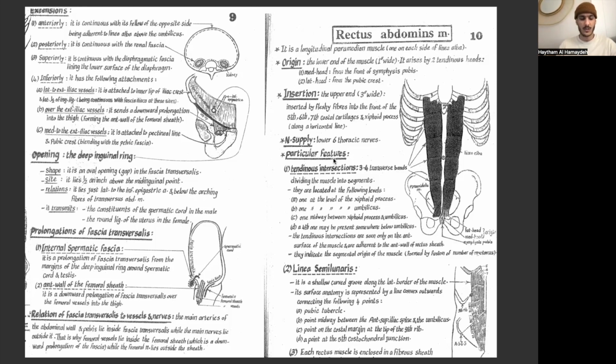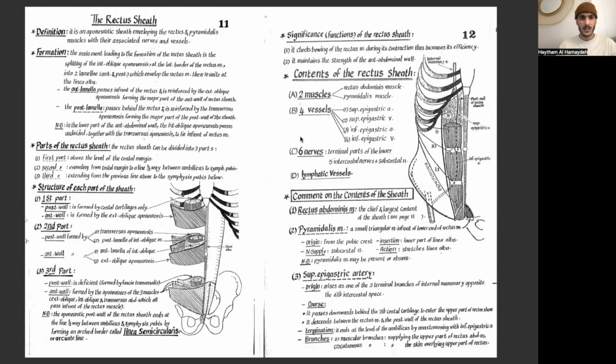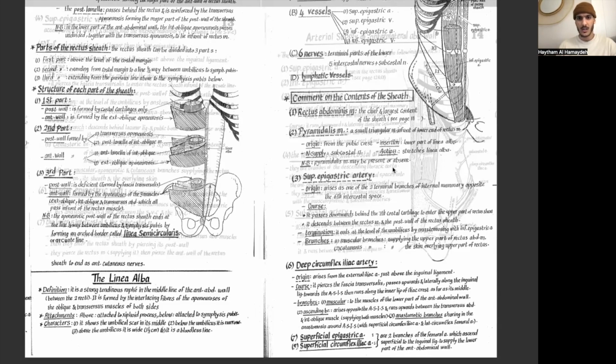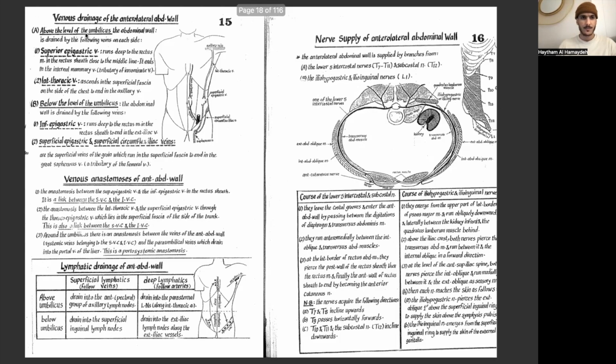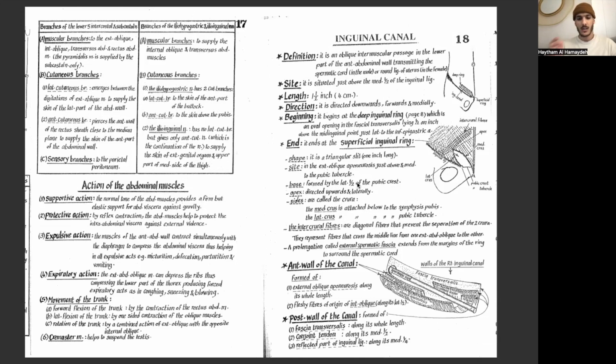Rectus abdominis is here as well. You see rectus sheath, for example, that's a sheath present. Linea alba, some information about the linea alba. What else? Yeah, these are the nerve supply, venous drainages, inguinal canal. This is more than needed, but there's also actions of the abdominal muscles.